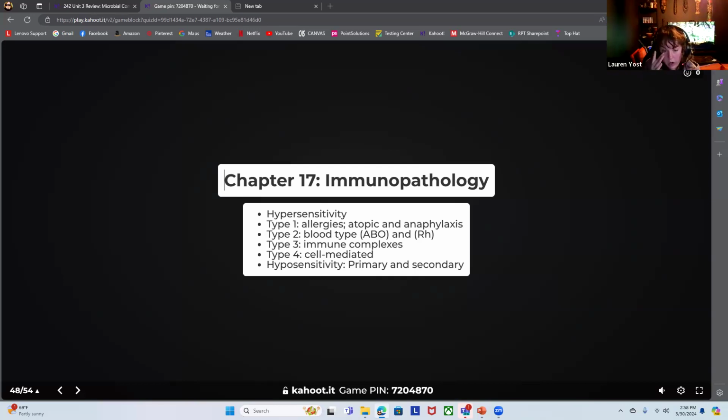Then secondary hyposensitivity, you acquire it somehow later. It's after you've been born, right? So that's going to be HIV, or being exposed to radiation, either accidentally, like from Chernobyl or something, or from treatment for cancer, or having a type of cancer that actually affects your immune system, like leukemia, for example. All of these can be something that happens after and not necessarily related to your genetics. So, okay, that was chapter 17.